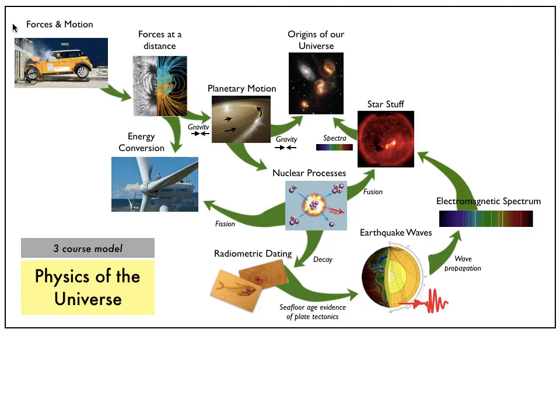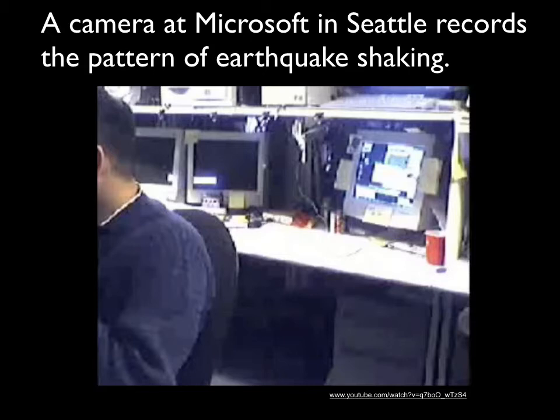This vignette basically comes from the high school 3-course model, Physics of the Universe, and there's a section here on earthquake waves that starts off the whole sequence of studying waves in the electromagnetic spectrum. We're going to start off by looking at this view here.